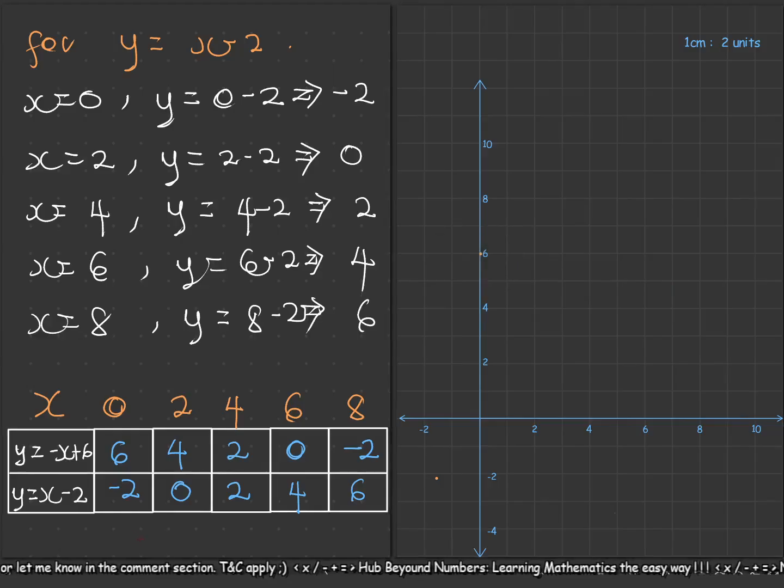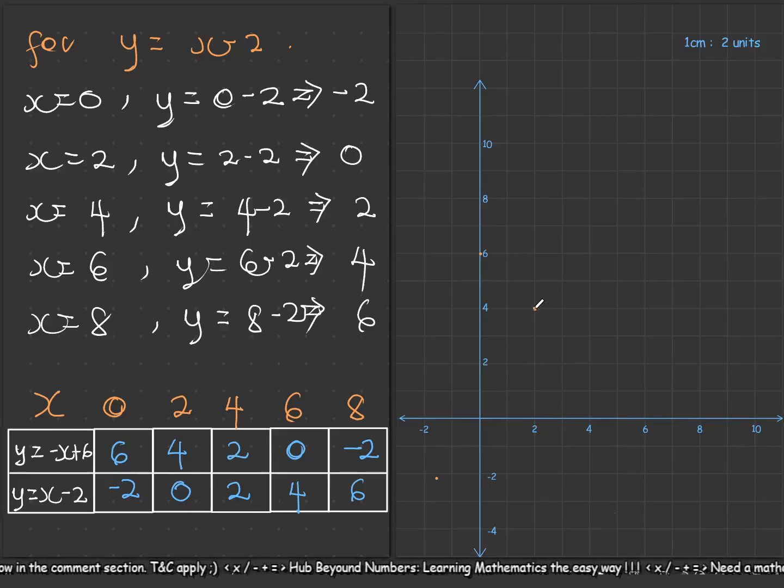Then we go to our next one. If x equals 2, y is 4. That is for the first set. If x equals 2, y is 4. So I'll come up here again, and then x equals 2, y is 4. This is my point. So I put that over there. Just a point will do.